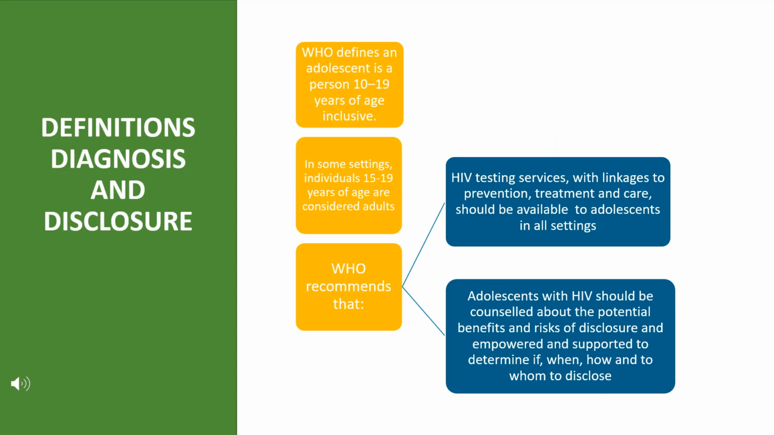Let's get started by summarizing the key information from WHO on definitions, diagnosis, and disclosure as they relate to adolescents. WHO defines an adolescent as a person aged 10 to 19 years inclusive. In some settings, however, individuals 15 to 19 years of age are considered adults. HIV testing services with linkages to prevention, treatment, and care should be available to adolescents in all settings. WHO recommends that adolescents with HIV should be counseled about the potential benefits and risks of disclosure, and they should be empowered and supported to determine if, when, how, and to whom they disclose their HIV status.